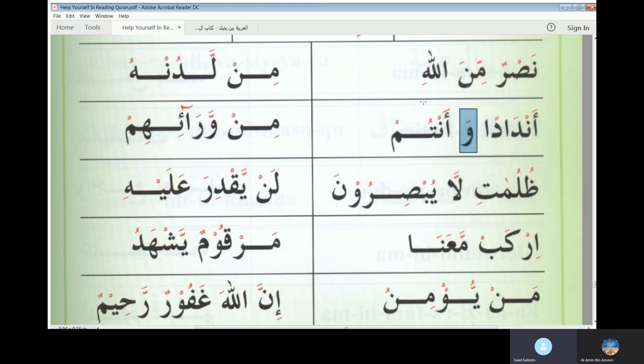Wa antum. There is a shadda also on wow, that is a misprint. Okay, and the wa antum.